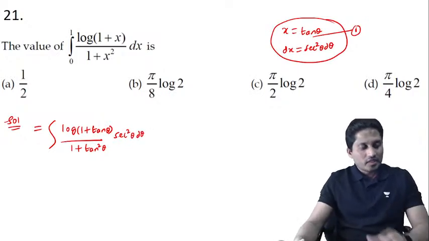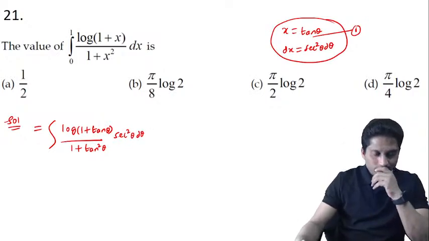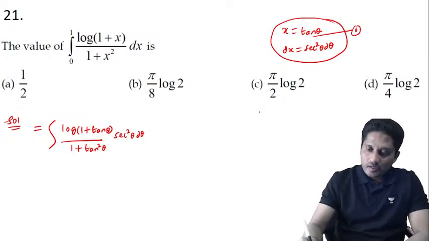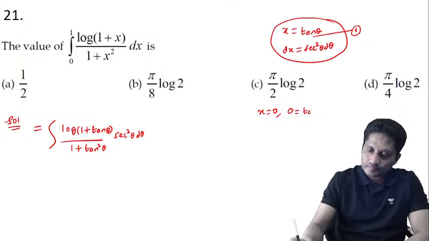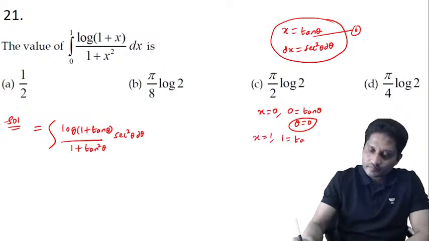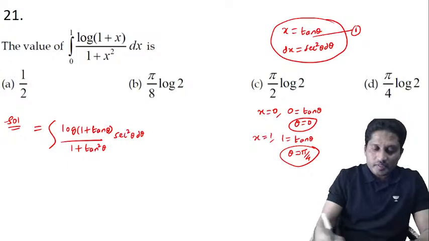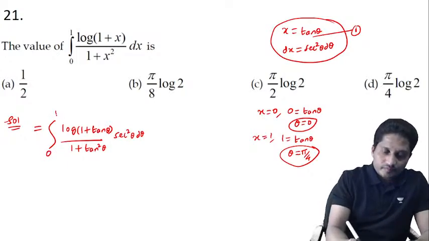Alright. Even the limit will change, guys. When x is equal to 0, you get 0 is equal to tan theta, so theta will be equal to 0. And when x is equal to 1, you get 1 equal to tan theta, theta is equal to pi by 4. Right, so this becomes 0 to pi by 4.